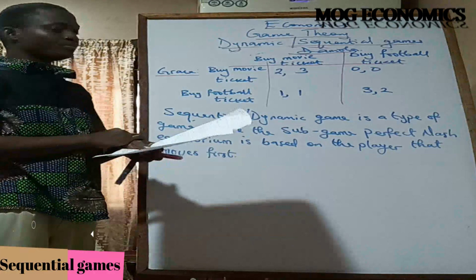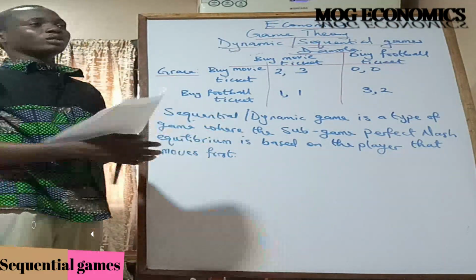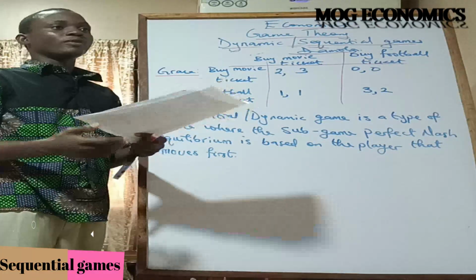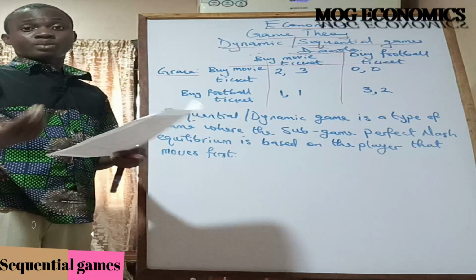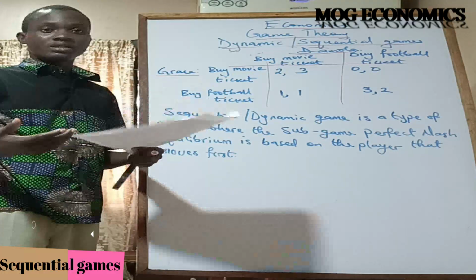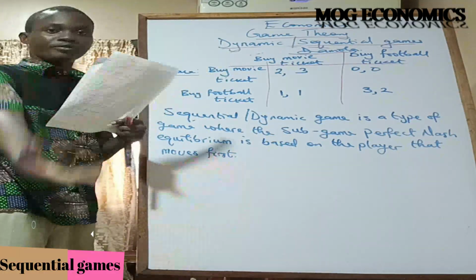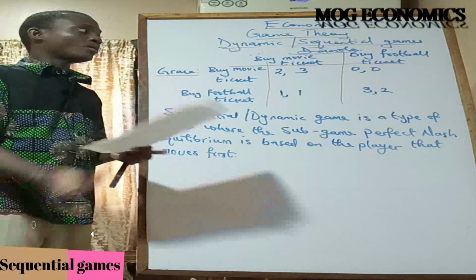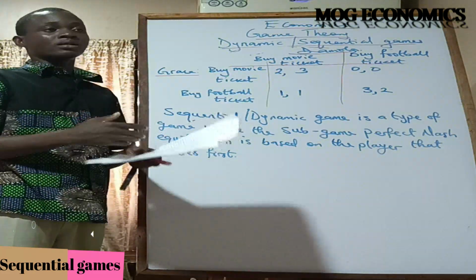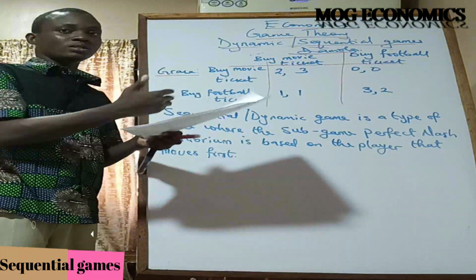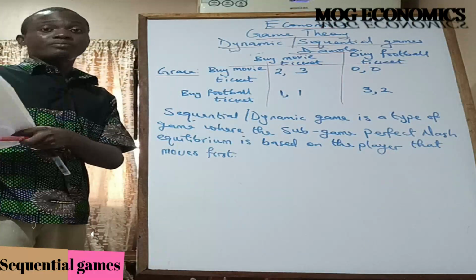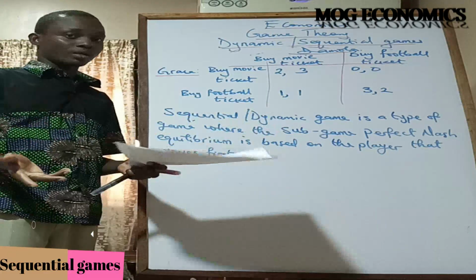Looking at this, let me just quickly talk about sequential games. A sequential game, otherwise known as a dynamic game, is the type of game where the subgame perfect Nash equilibrium, that's called the SPNE, or SPE in some textbooks, depends on the players who move first, like the players who take the first action. Unlike a normal form game, where we just solve it and get a Nash equilibrium, this game is not like that. If Mr. A moves first, the outcome of that game will likely be different than if Mr. B moves first. That's the kind of thing I want to do here.